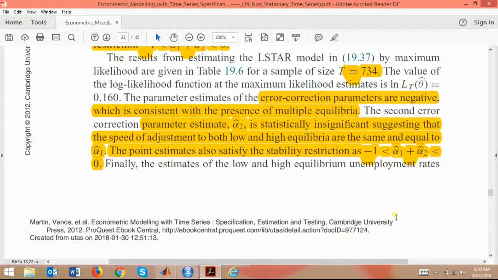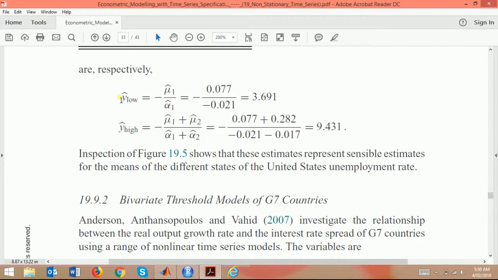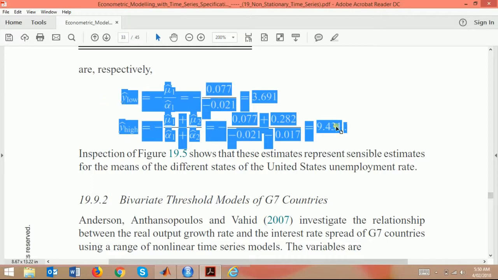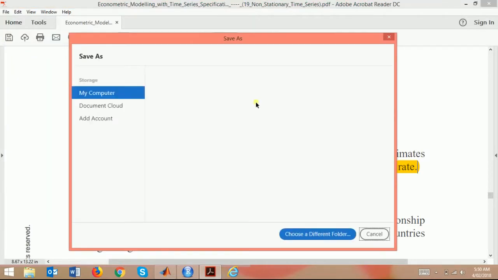Finally, the estimates to the low and high equilibria unemployment rates are respectively, from here we can estimate the low and high equilibria, and in case of low equilibria, these are the periods. If we go back to the figure, we see that these estimates of low equilibria and high equilibria represent sensible estimates for the means of the different states of the US rate, right? So we just need to prove this point, we just need to go back to the equation. I'm just gonna save this here.